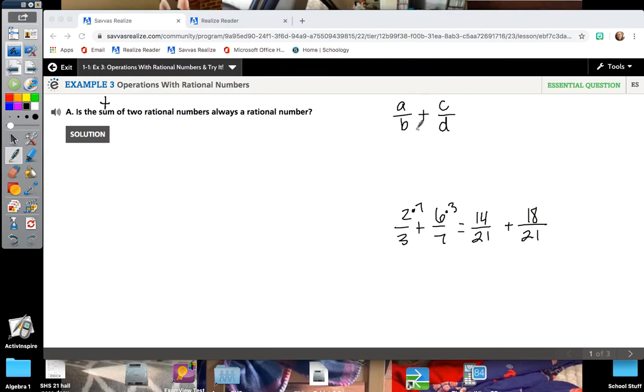That's the same thing we're going to do here. So we have our B and D. Because they're letters, you can't really get a single number for that, so our common denominator is just going to be B and D.